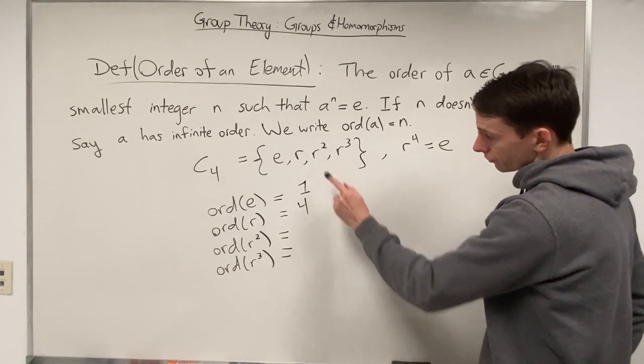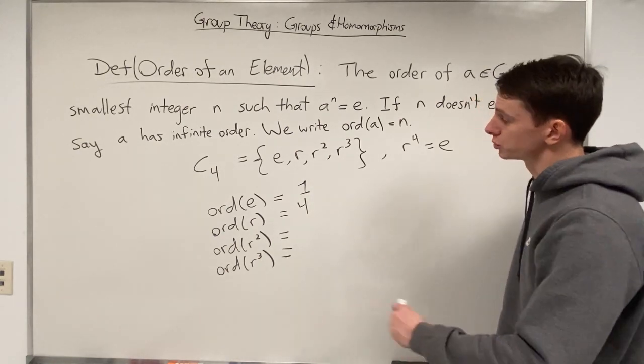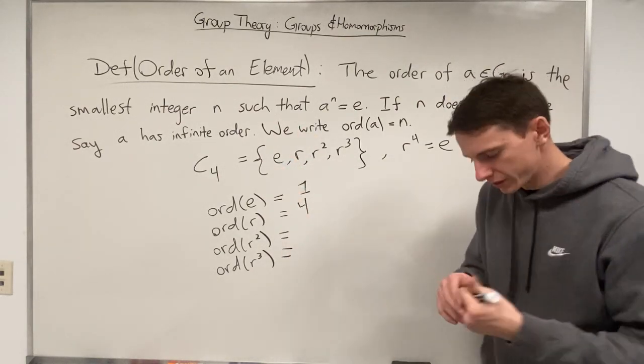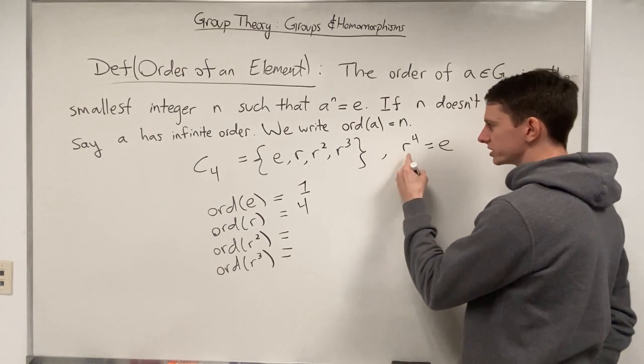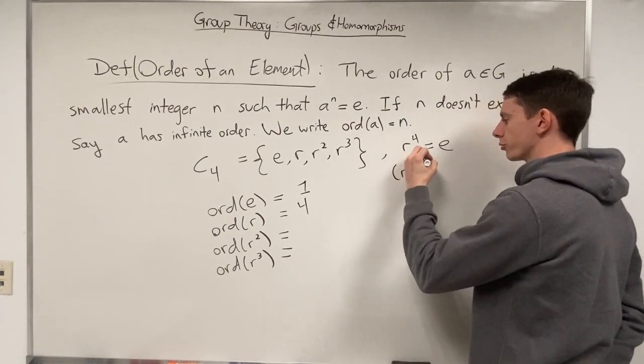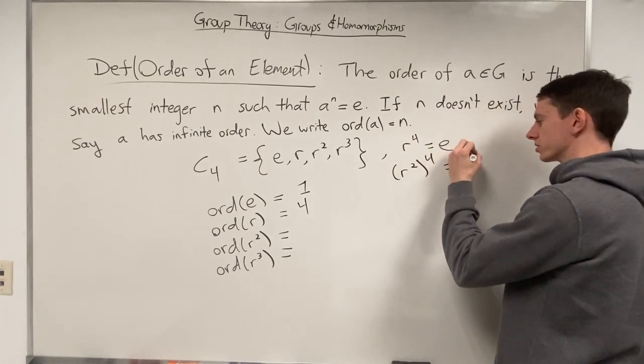Now let's look at the order of R squared. What is the smallest power that gets it back to the identity? And what you might be thinking is, couldn't we also just do the same thing, this same property right here, where rather than R, we have R squared? If we raise that to the 4th, that gives us R to the 8th.